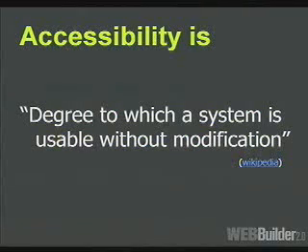And then accessibility, from Wikipedia, is the degree to which a system is usable without modification. So in other words, how many different types of people can come to the site and still use it and still get something out of it without needing to make special accommodations. That's one way to look at it.